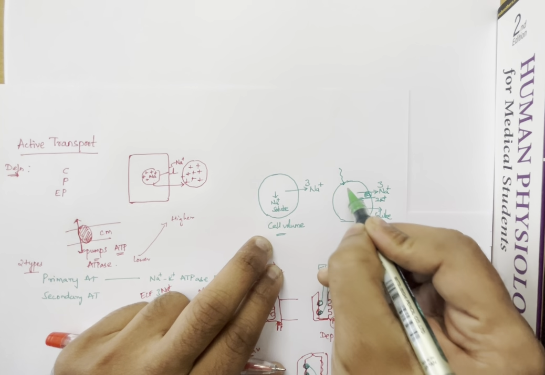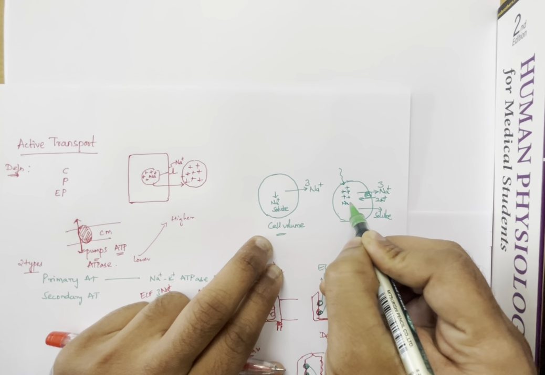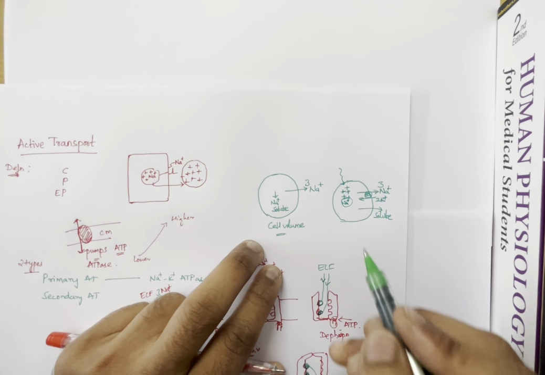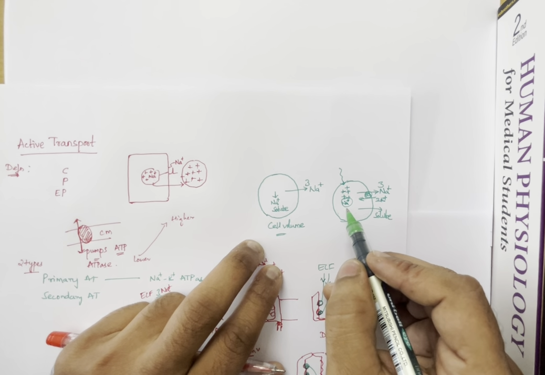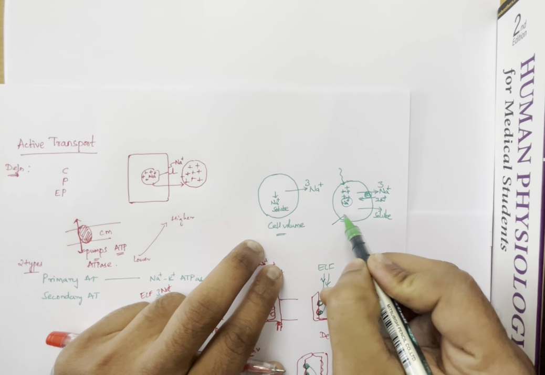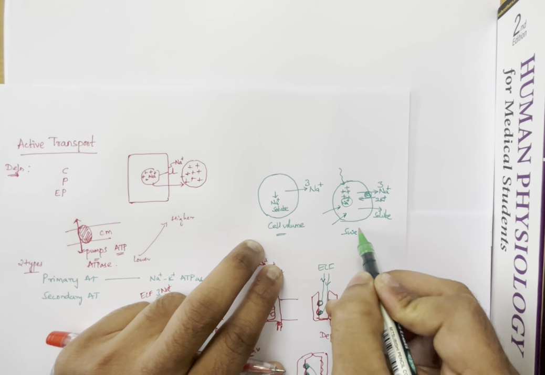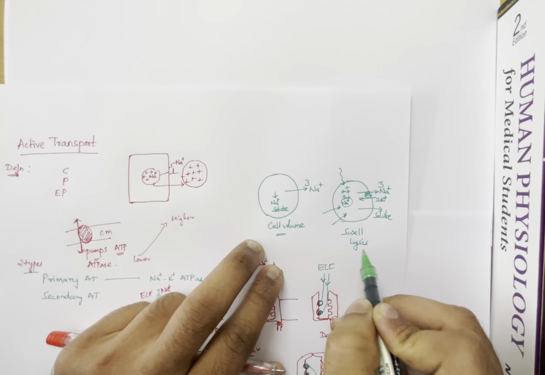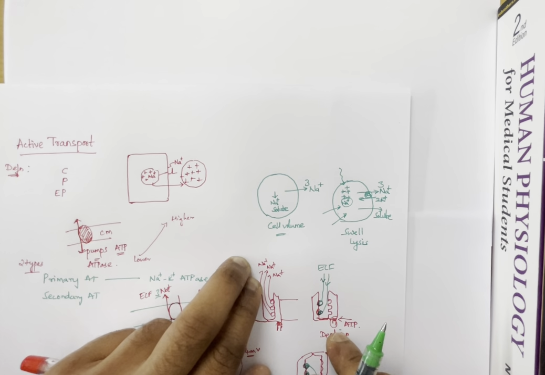The sodium which was entering during the action potential keeps on accumulating within the cell. The sodium concentration within the cell increases. So what happens if the sodium concentration within the cell increases? The cell inside becomes more osmotically active, which will attract more and more water into the cell, and the cell swells and the cell lyses. The cell ruptures if at all the sodium potassium ATPase pump is not acting.